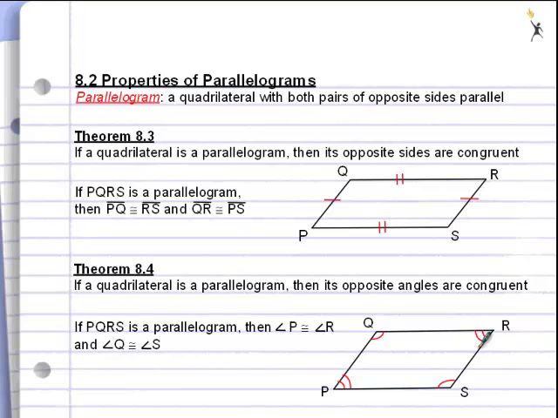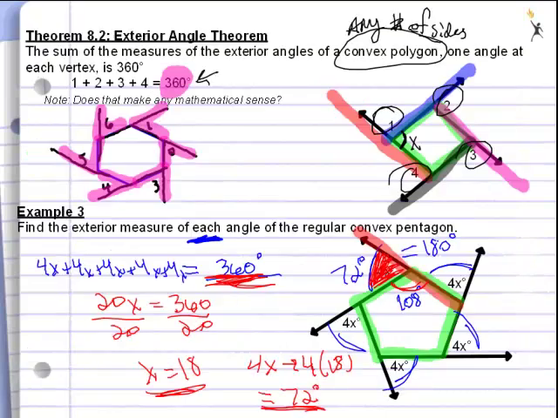Okay, last section we dealt with the interior angles and exterior angles of polygons, and now we're getting into actual properties of quadrilaterals. Now the first property, or the first polygon that we're talking about, the first specific quadrilateral, is a parallelogram.